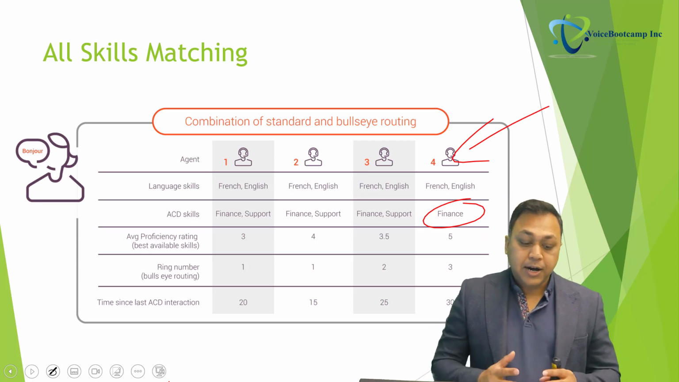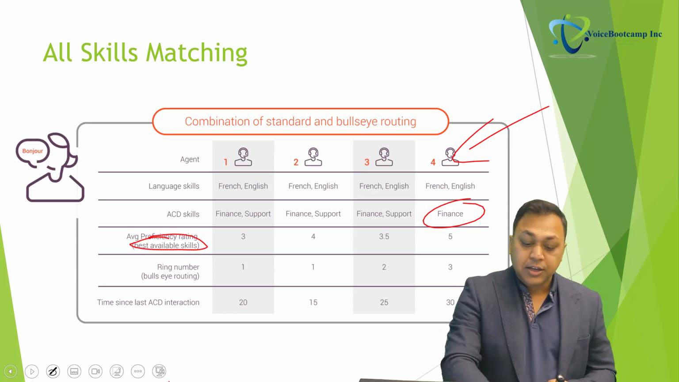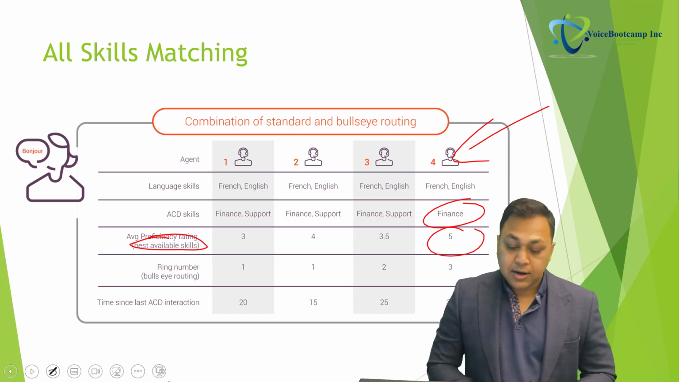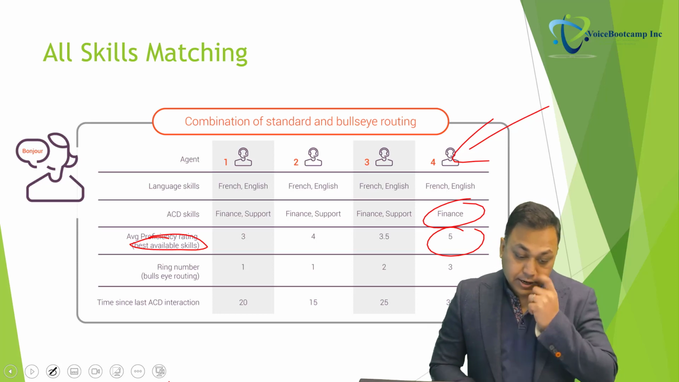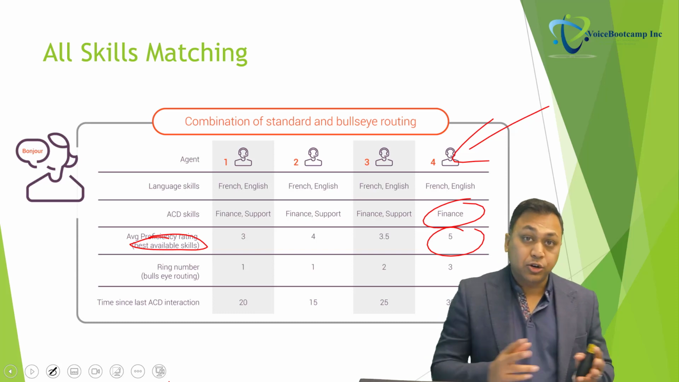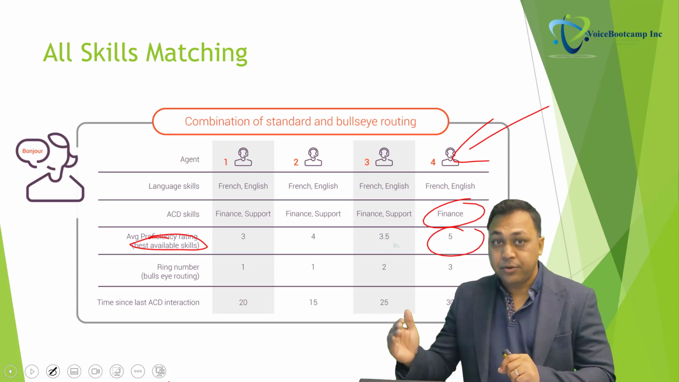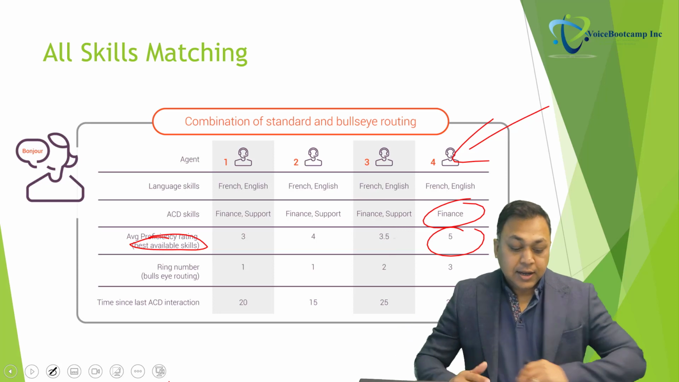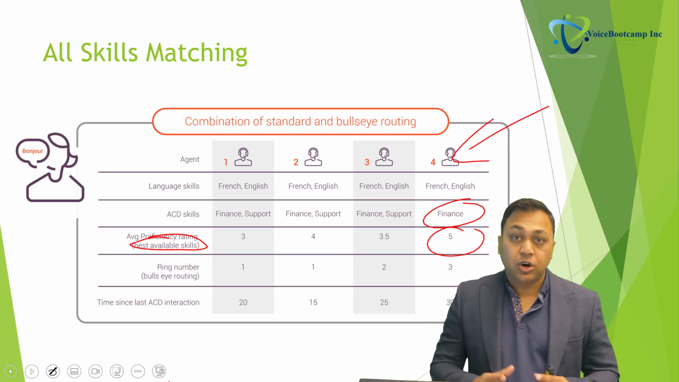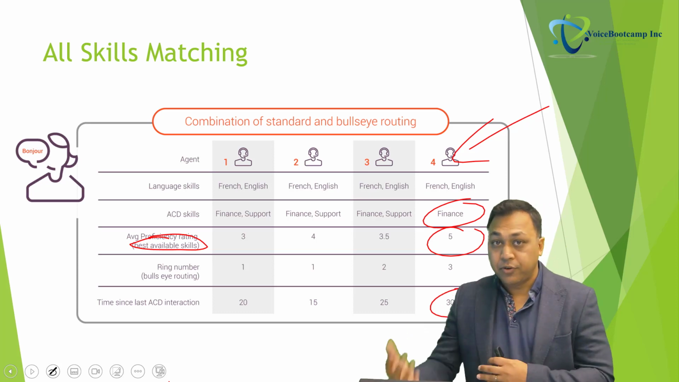Now, if you are going by average proficiency rating and choosing the best available skills, agent number 4 has the highest rating and agent number 1 has the lowest. When it comes to ring, if you're going by ring number, then agent 1 or 2 will be selected because they are on ring 1, while agents 3 and 4 are in a higher ring number, so they will be selected later. And if you go by the time since the last ACD interaction, or basically the longest idle time, then agent number 4 will be the preferred one.